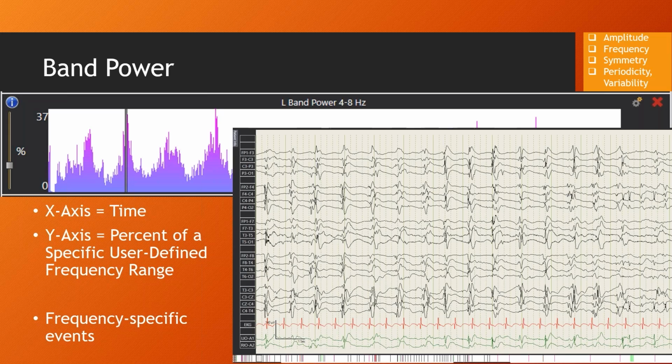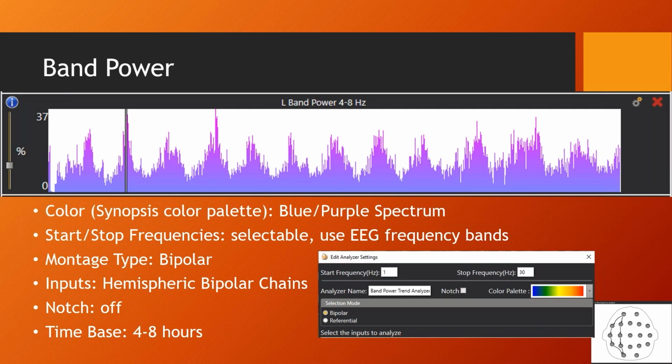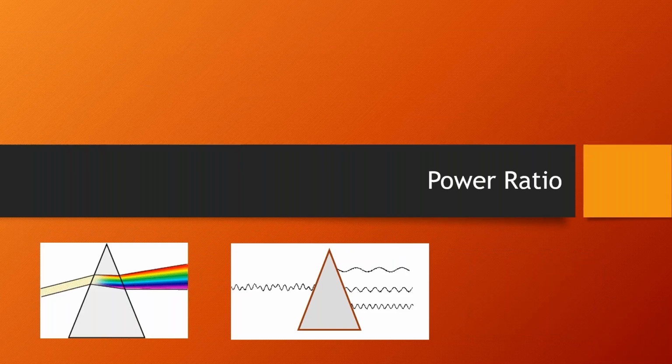We could use this to identify how many episodes of 3 per second spike and wave somebody had if we were looking at a long-term record, and we wanted to utilize this for looking at 3 per second spike and wave. The things that we can adjust here, again, like any of the others, we can do inputs. Which electrodes do we want to include? We also determine what our frequency range is. In this particular event, I've decided to include all the frequencies from 1 to 30 hertz. And then we can adjust whether it's a bipolar or referential montage.